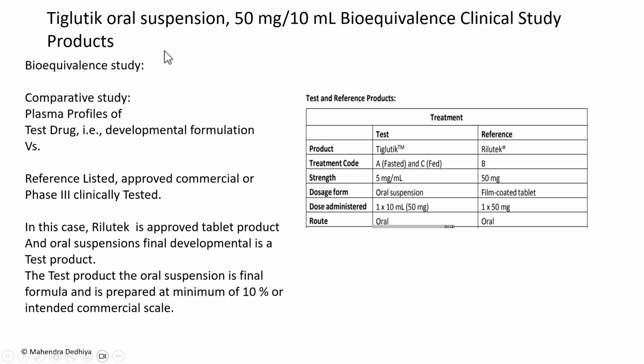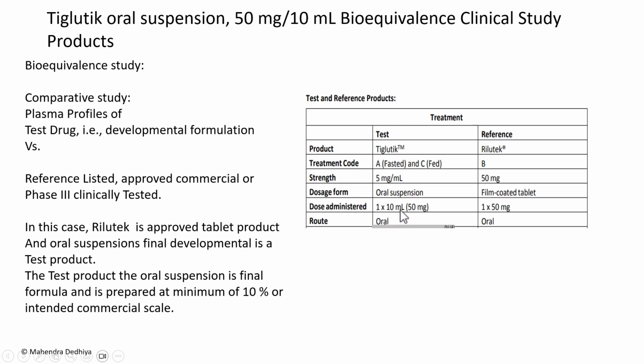We'll look at another study. In this case, Tiglutik, which we had looked at in a previous video about its manufacturing, including quality by design in a previous submodule. In this case, we are looking at a bioequivalence study. The plasma profile of a test drug suspension is compared to the reference drug, in this case a film-coated tablet. Since the film-coated tablet is approved, we can do a bioequivalence study in humans to get approval of the suspension.